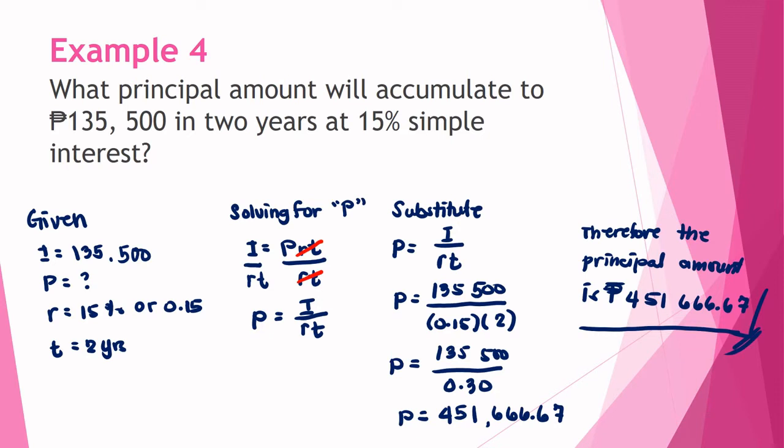So therefore class, the principal amount na naka-accumulate og 135,500 na interest in 2 years at 15% simple interest is 451,666.67 pesos. So that's how you are going to solve for the principal amount using the simple interest.